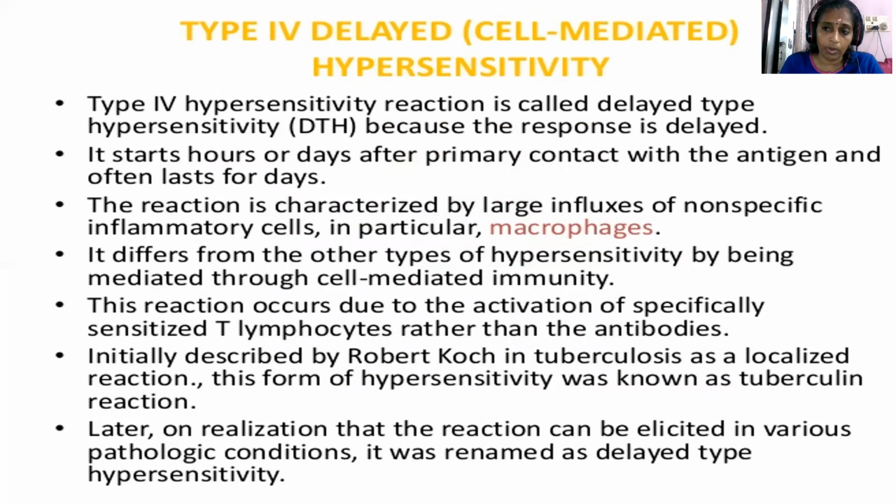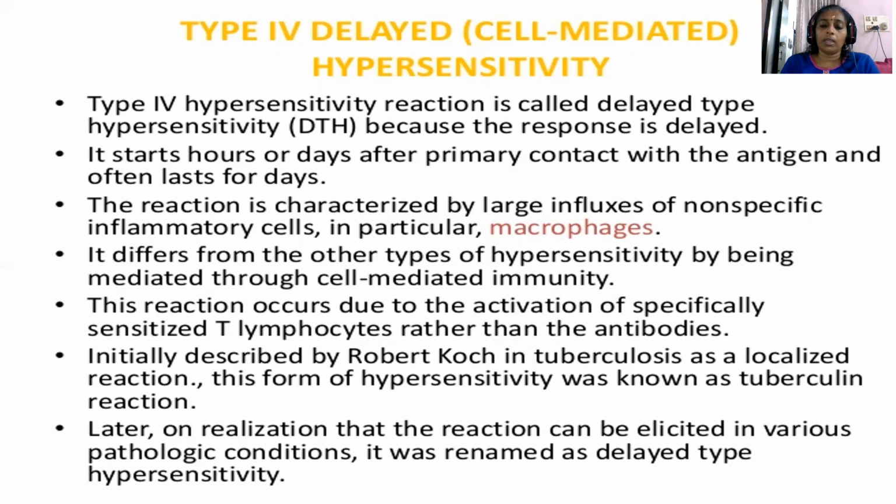Now, finally, we are moving on to the last hypersensitivity reaction, that is the cell-mediated type, the T cell-mediated type, that is type 4 hypersensitivity reaction. Here we call it delayed hypersensitivity reaction. It starts hours or days after primary contact. After the priming dose, it will take days to react with the second dose. The reaction is characterized by a large influx of non-specific inflammatory cells, in particular macrophages.